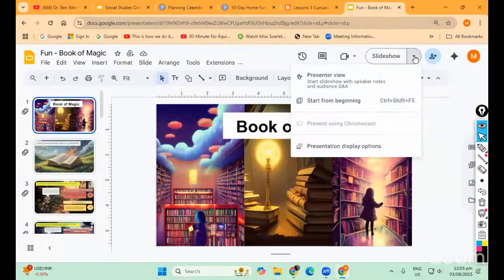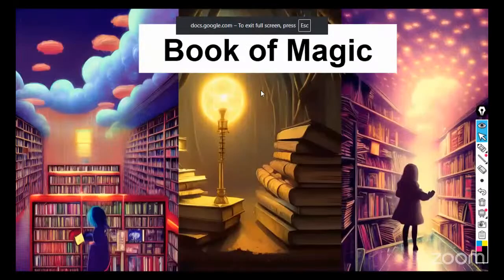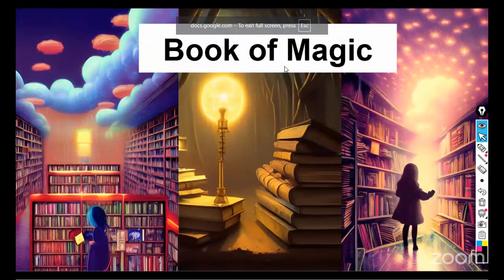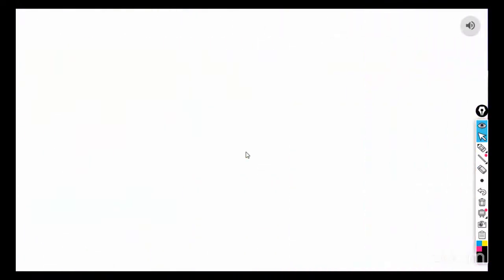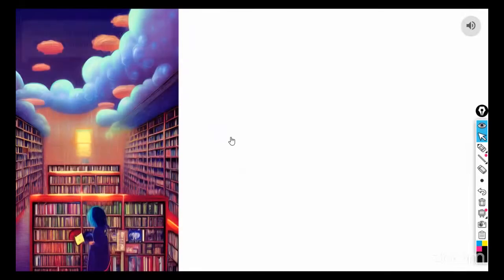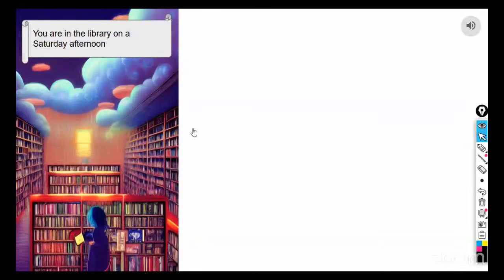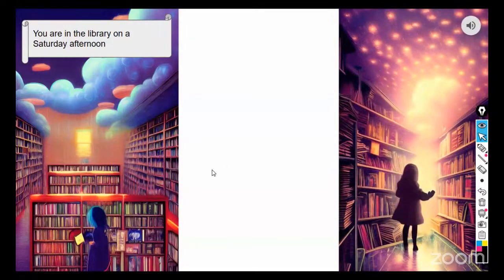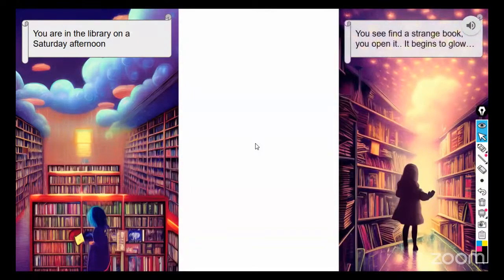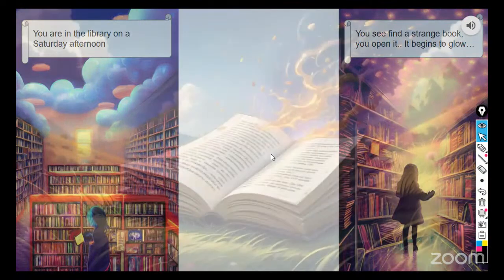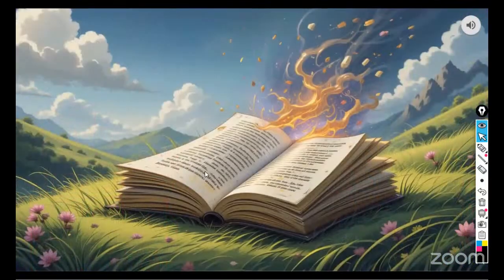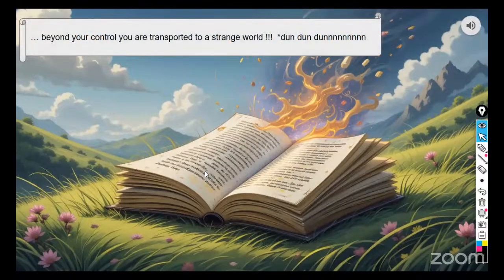Okay, this is Book of Magic. Some of you may have seen it before. I don't know. You're in the library on a Saturday afternoon. You find a strange book, you open it. There's the book. Oh my God, it's on fire. Beyond your control, transported to a strange world.